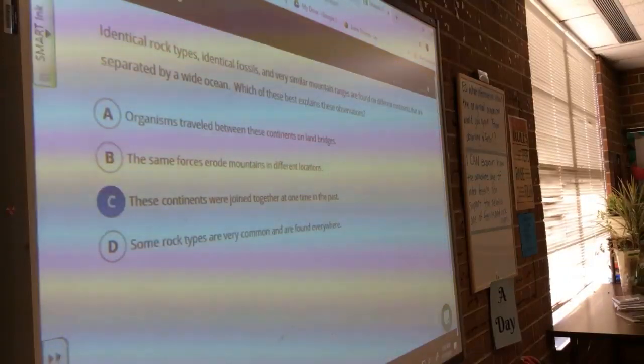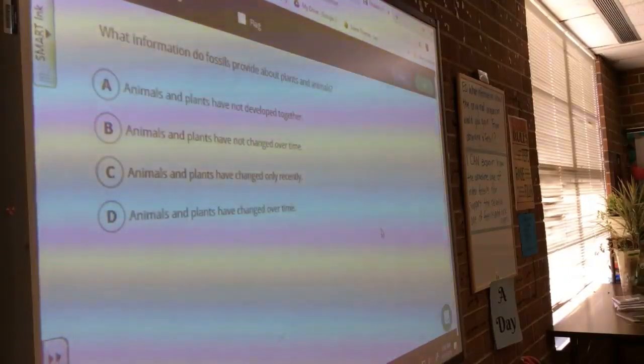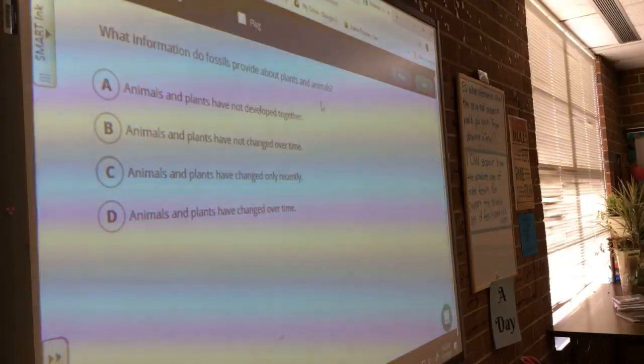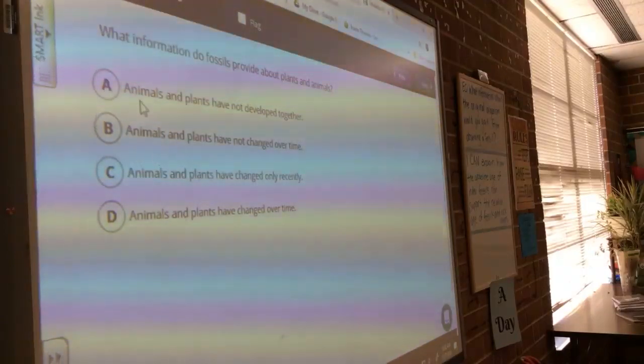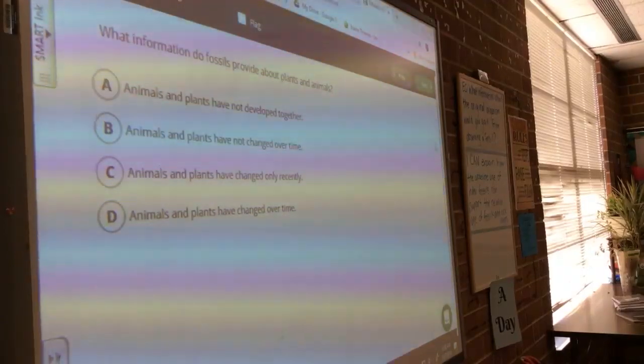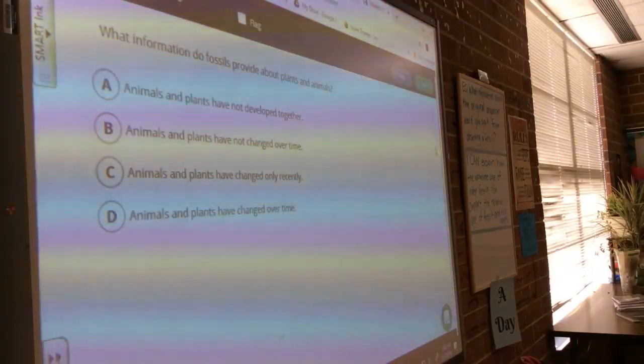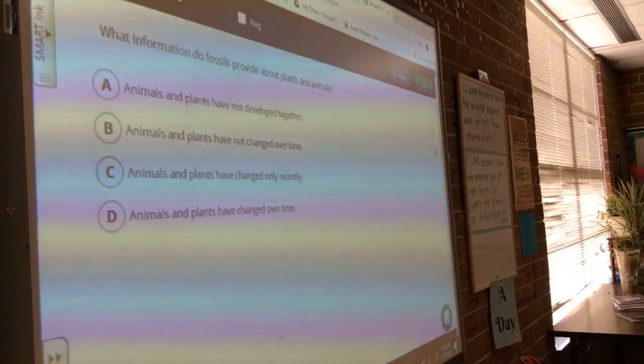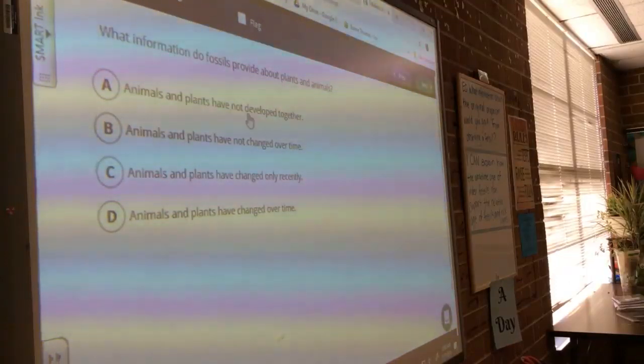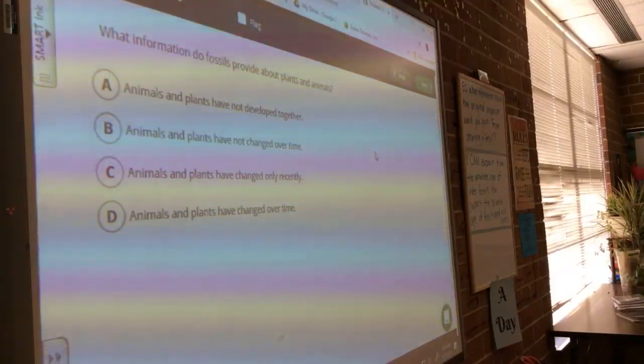What information do fossils provide about plants and animals? Let's do true or false. Animals and plants have not developed together. True or false? Don't make me start calling on people. It's false. They developed together. Plants and animals have been together for a long time.